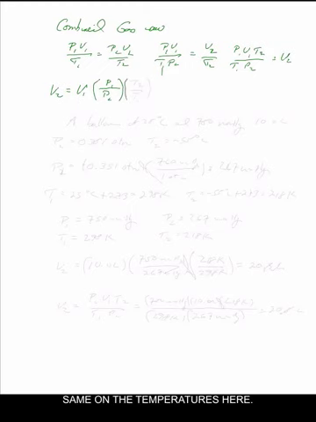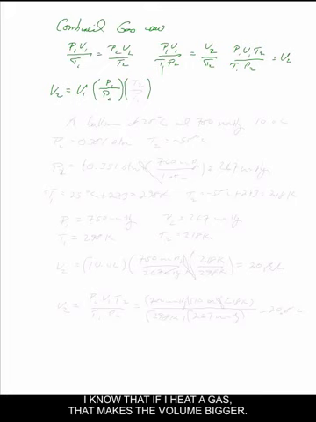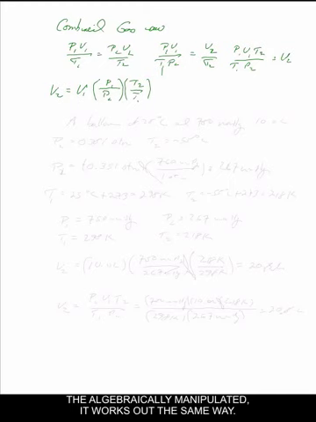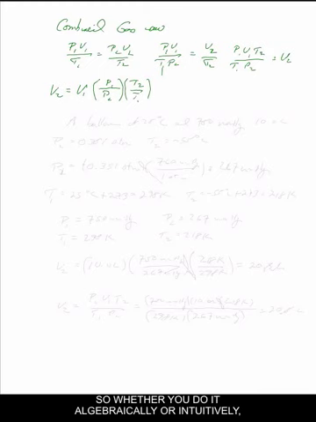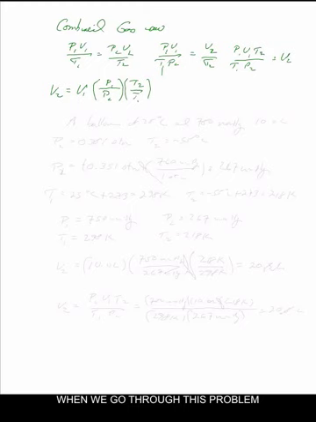Same on the temperatures here. I know that if I heat a gas, it makes the volume bigger. So if T2 were bigger than T1, that would work that way. Or if I chill a gas, it makes the V2 smaller than the V1. That still works if I put the T2 over the T1. And if you look at the previous algebraically manipulated equation, it works out the same way. It ends up being P1 over P2 as one ratio, and T2 over T1 as the second ratio. So whether you do it algebraically or intuitively, it's going to come out the same, and I'm going to go through this problem intuitively to emphasize exactly what I mean.